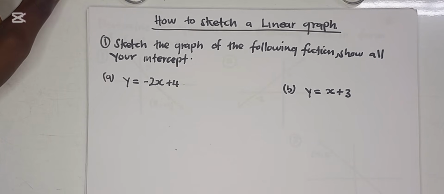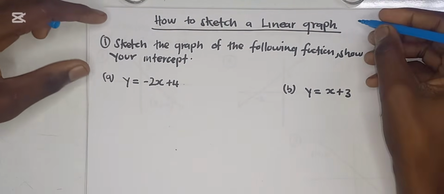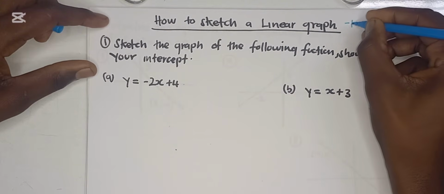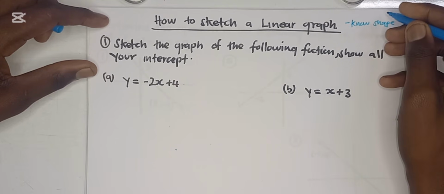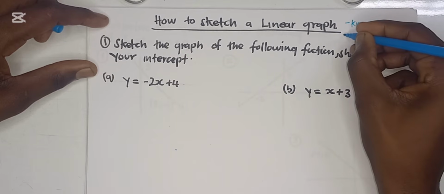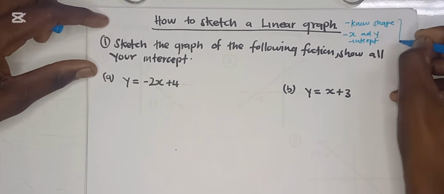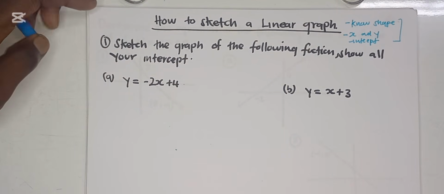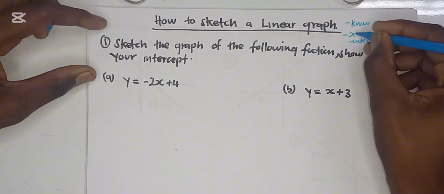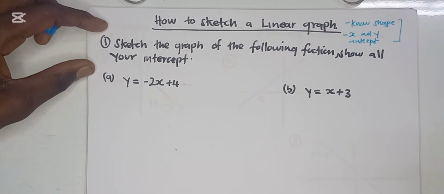Welcome back, guys. In this video we're going to take a look at how to sketch or draw a linear function. To draw a linear function you need to know the shape of the graph before drawing it. What will be the shape of it? Another thing you need is the x and y intercept. If you have these two things, then you are ready to draw your graph. You don't have to show everything, you just need to show the x and y intercept and understand the shape first, where your graph is going to be.